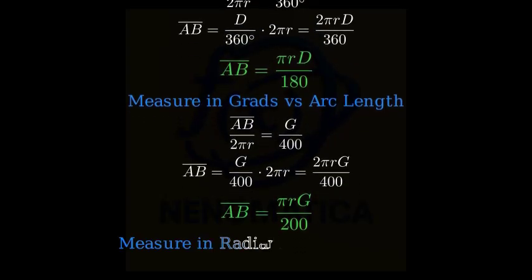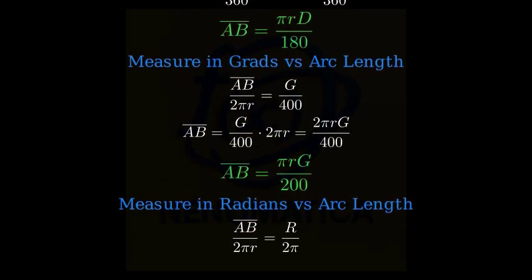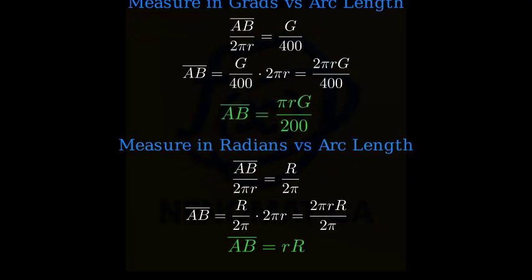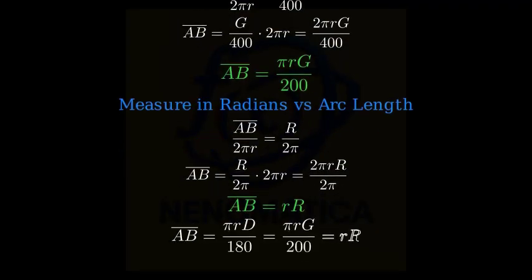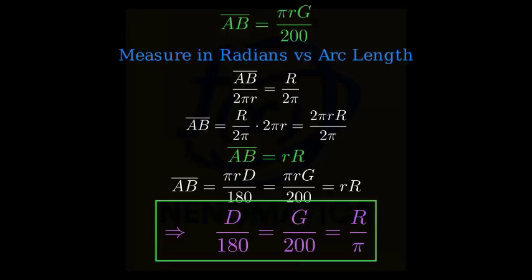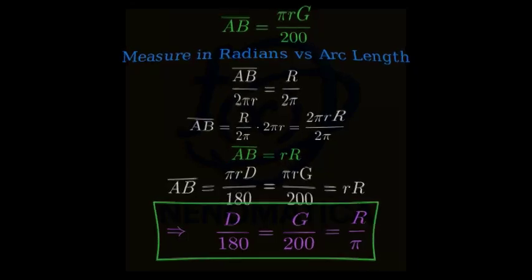Step 3. Radians. A full circle has 2 pi radians. So arc length over circumference equals r over 2 pi. Then arc AB equals 2 pi r times r over 2 pi. The 2 pi cancels, leaving r times r. Finally, the arc length AB is the same physical length in all three descriptions. We set them equal, and then divide by the common factor pi r where appropriate. This yields the conversion identity. d over 180 equals g over 200 equals r over pi.